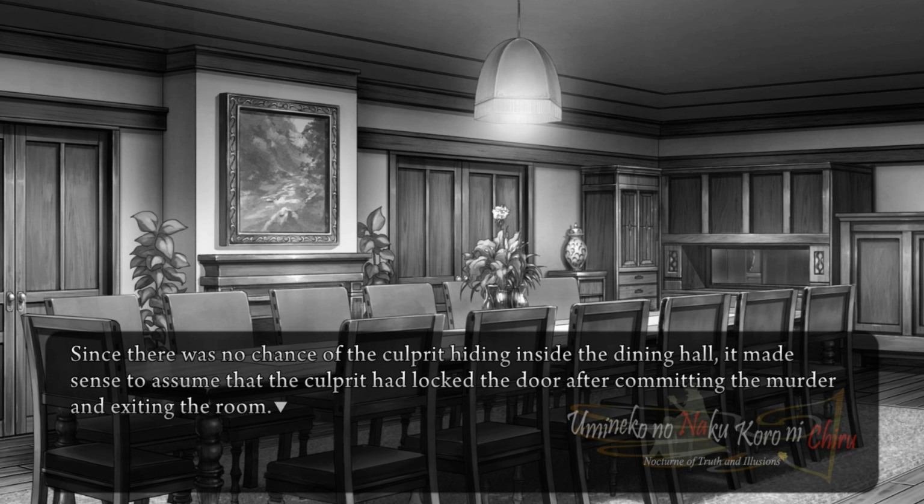Actually, hold on a second. Well, okay, I'm gonna write this. No hiding. Okay, that's one. Locked door after murder, after murder and exit. Okay.